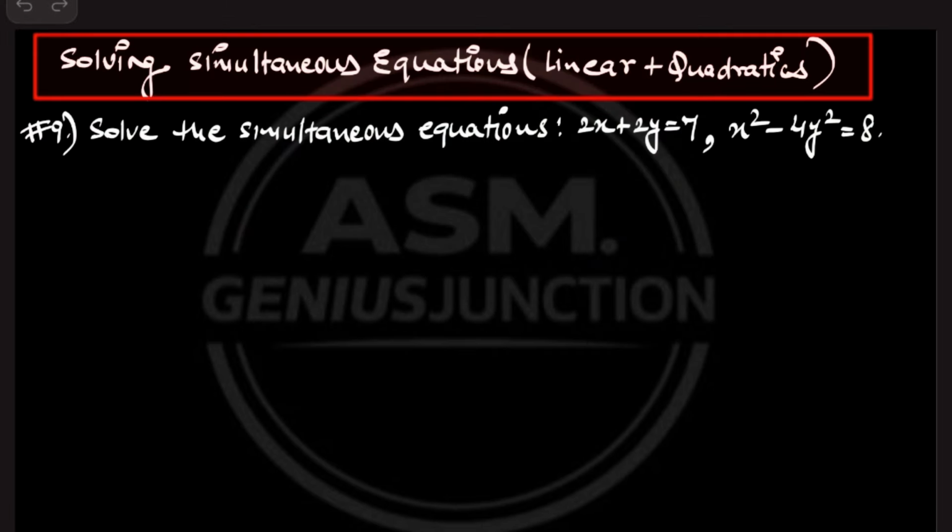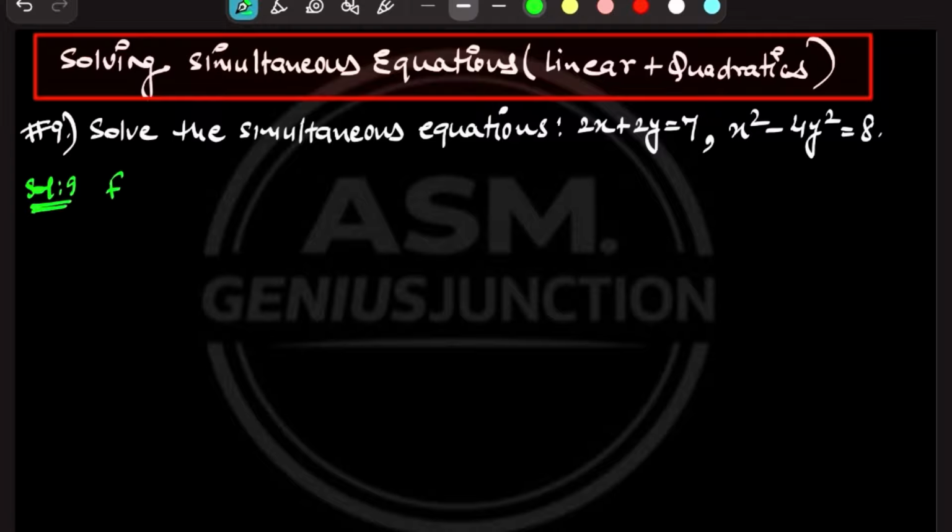Solving simultaneous equations, that is, linear and quadratics. This is our question number 9, in continuation with video number 1. The question says to solve the simultaneous equations, and we can see that the first equation is a linear equation, whereas the second one is a quadratic because it has an exponent of 2. So let's start with the solution of question number 9.